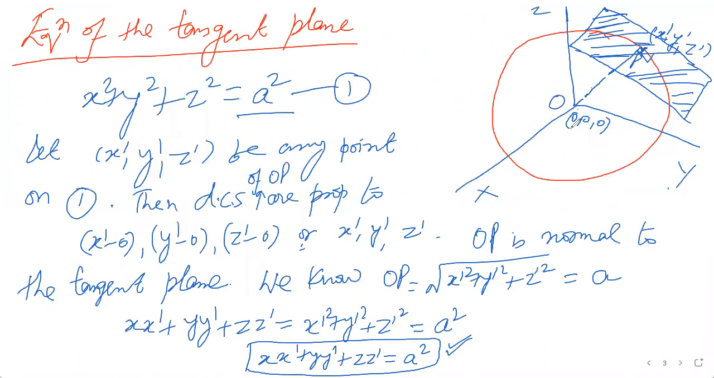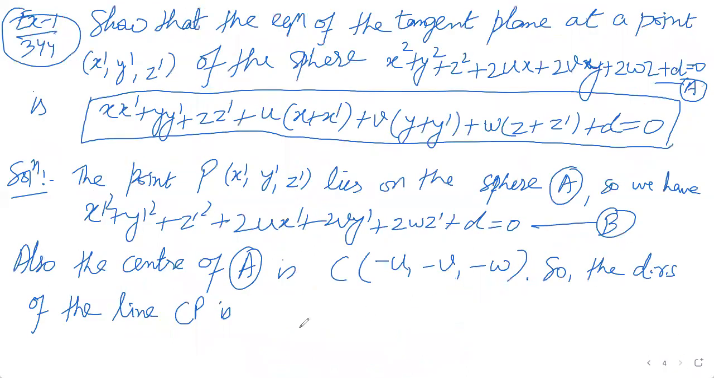DRs क्या हो जाएंगे? देखिए जरा, अभी आपका minus u, minus v, minus w, तो क्या हो जाएगा? x dash minus minus u, so how much will it be? x dash plus u, y dash plus v, z dash plus w. ये हमें DRs यानी direction ratios पर चल गया, या कह सकते हैं DCs are proportional to this quantity.